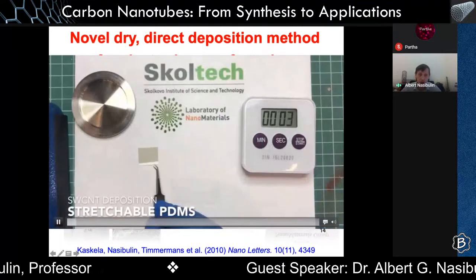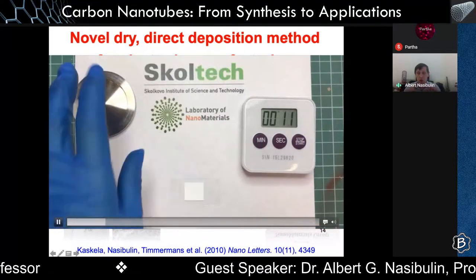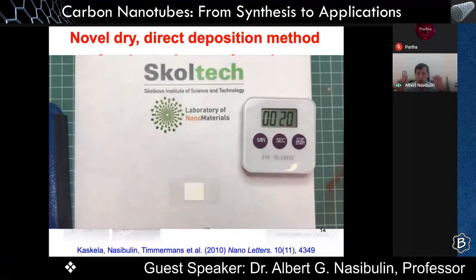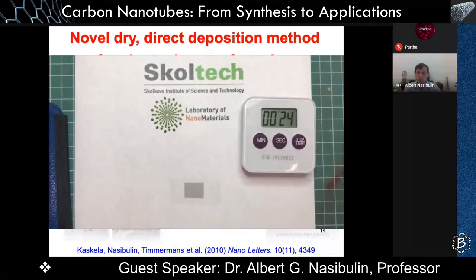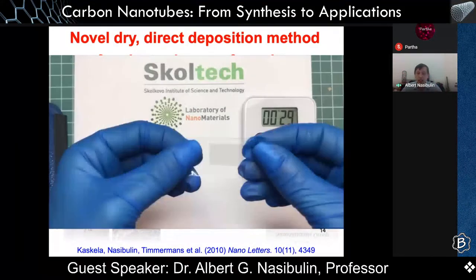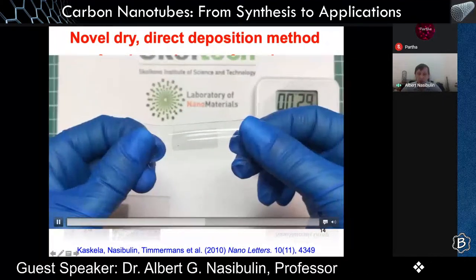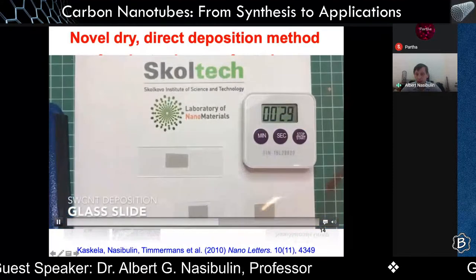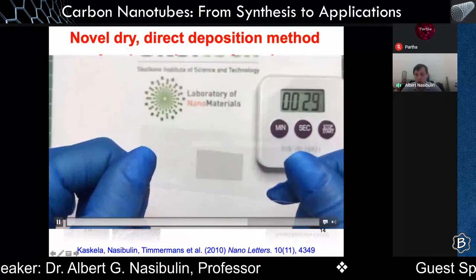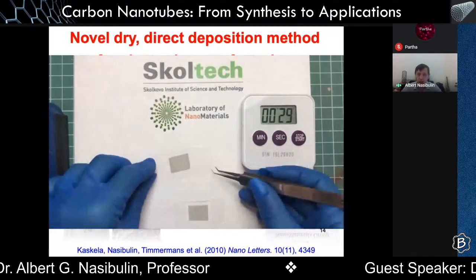So we had better show a movie. You can see here a filter, which originally was A4 size. With scissors, we cut the shape we would like to give. Then we press it against the substrate, in our case polydimethylsiloxane, PDMS. And you see that we form elastic electrodes. But you could also transfer it to glass if you want, or if you would like to get a flexible electrode, in that case you transfer it to PET.